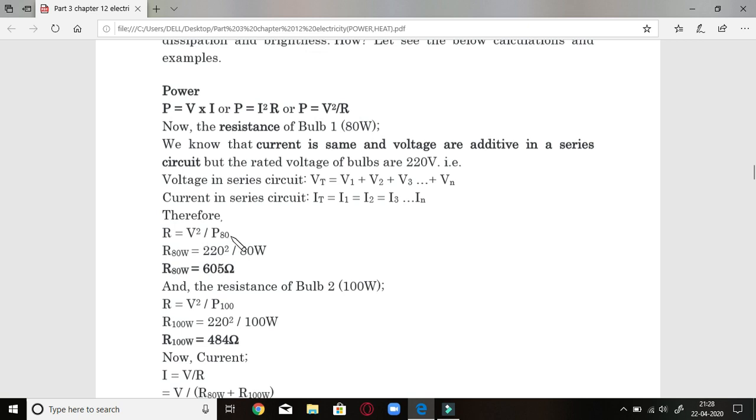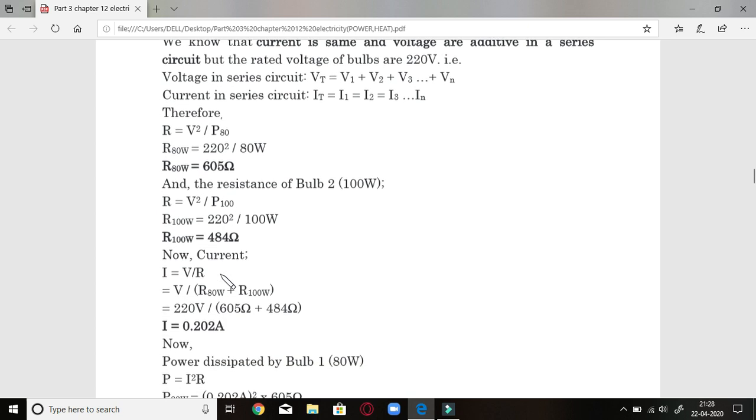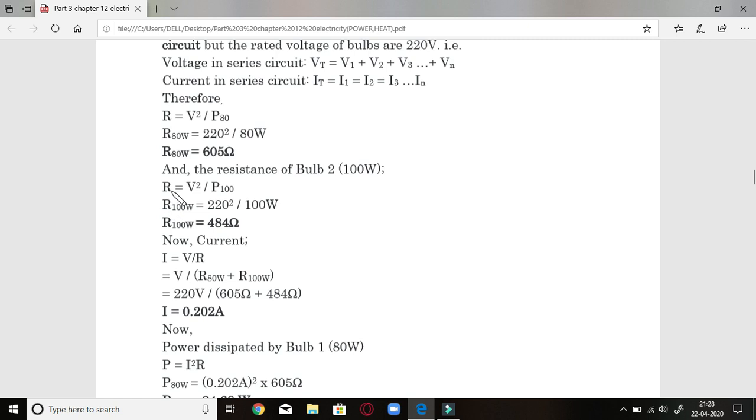Therefore R is equal to V square upon P. For the 80 watt bulb, if we want to find its resistance, we find it to be 605 ohm. And for the second bulb, that is 100 watt, when we found its resistance with the same formula V square upon P, it came out to be 484 ohm. So resistance is more in the 80 watt bulb, 605 ohm, as compared to the 100 watt bulb.